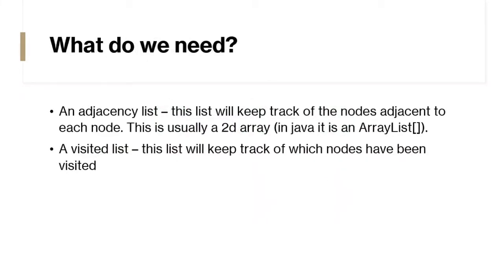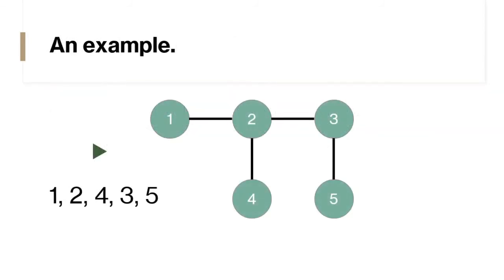The next thing that we're going to need is a visited list. This is the list that is going to keep track of which nodes have already been visited. So in this example right here, by marking these nodes as green, we kept track of which nodes we had visited. If we didn't do that, well, let's work out actually what would happen if we didn't mark those nodes as green.